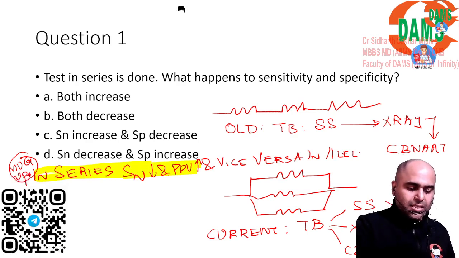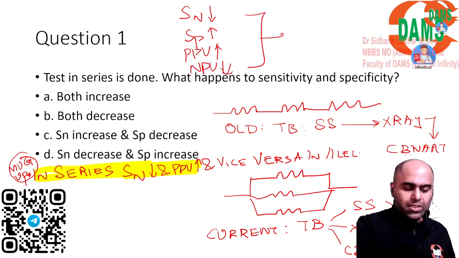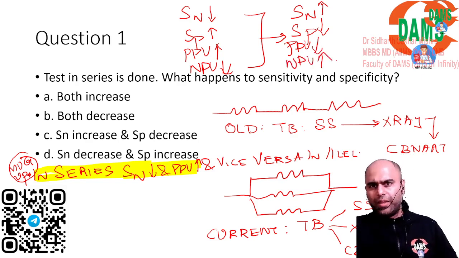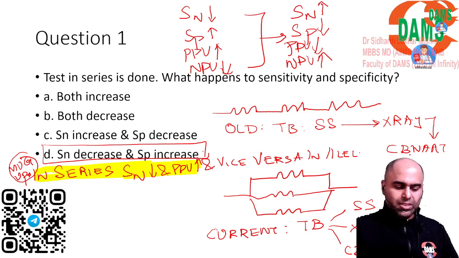So in a series, the sensitivity will drop, the specificity goes up, the PPV is more, the NPV is less, whereas in parallel the reverse happens. Sensitivity is more, the specificity is less, the PPV is less, the NPV is more. I hope everyone is clear with this. So the answer to this question: sensitivity decreases and specificity increases.